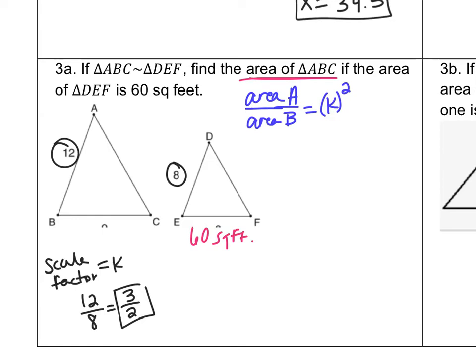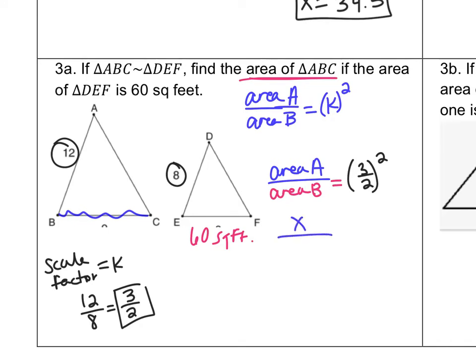So now I'm going to say, all right, I have my area of my large, okay, which is going to be my blue. So area of A over the area of my B, or my small triangle. That's going to be equal to my scale factor, 3/2 squared. Okay, so now we plug in the information we know. The area of A is what we're looking for, so that's our missing value. B is 60 square feet, and that's going to be equal to 3/2 squared, which comes out to be 9/4.